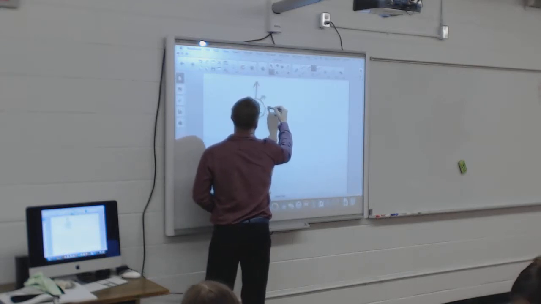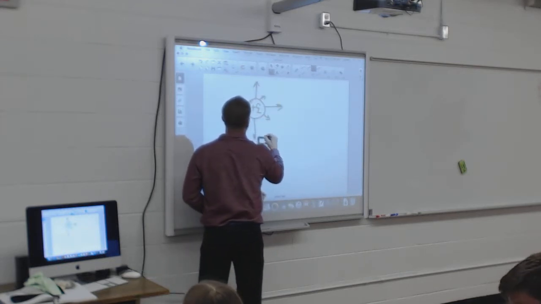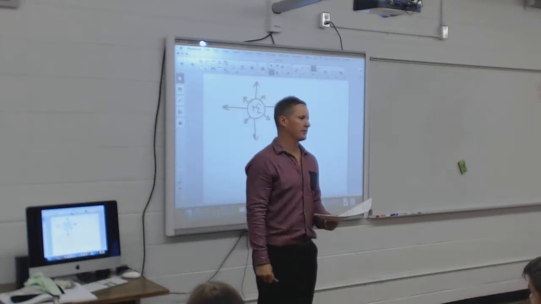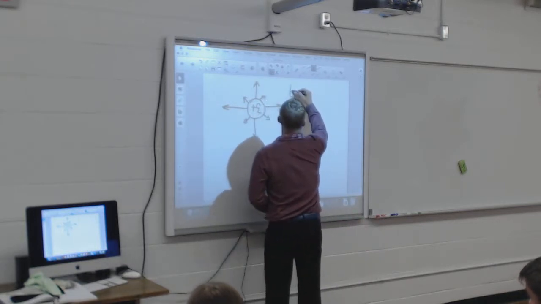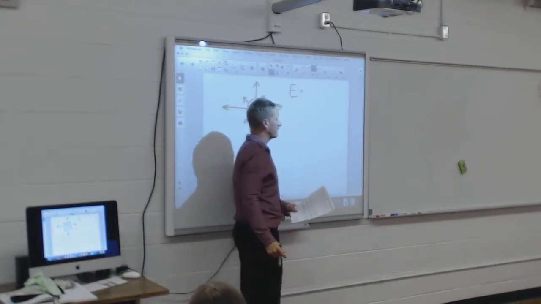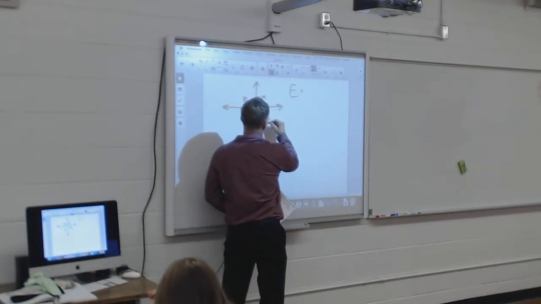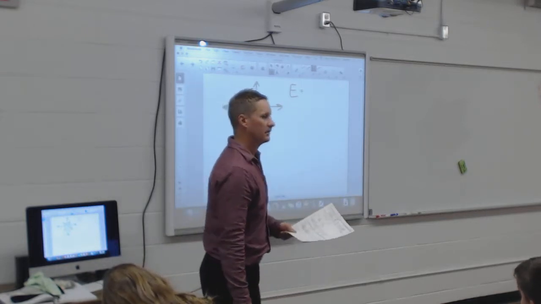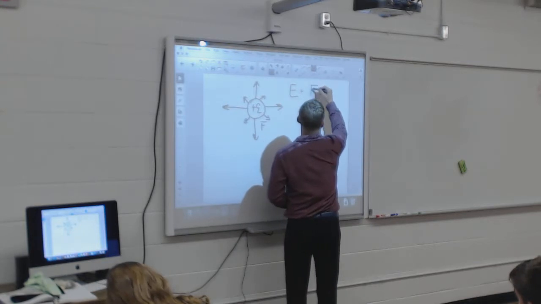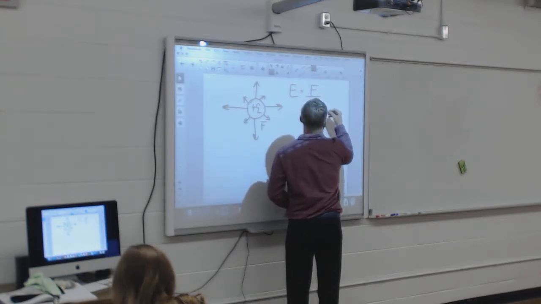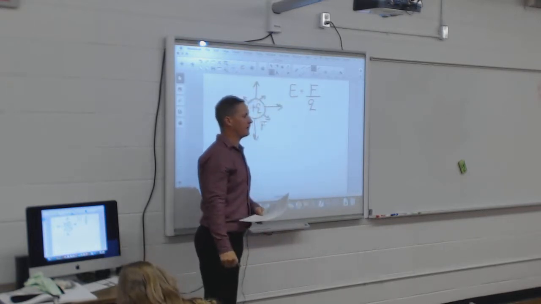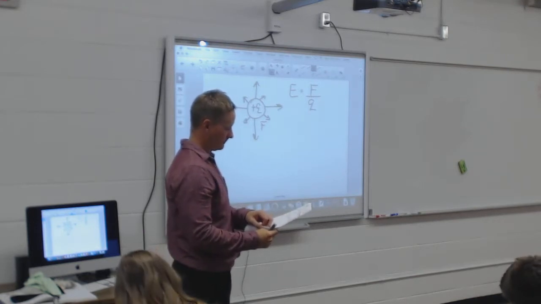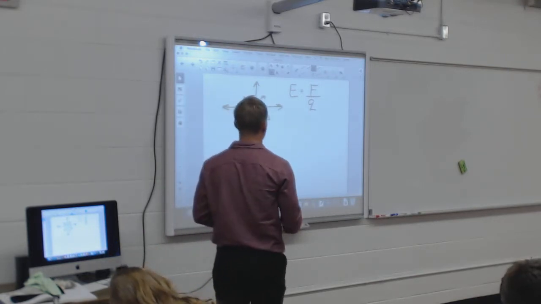The more lines of force you have here, the greater the electric field intensity around this. Okay? So the more lines of force, the greater the electric field intensity. We measure that electric field intensity by measuring the amount of force around this point charge, and we divide it by the magnitude of the actual charge in that region. E equals F over Q.